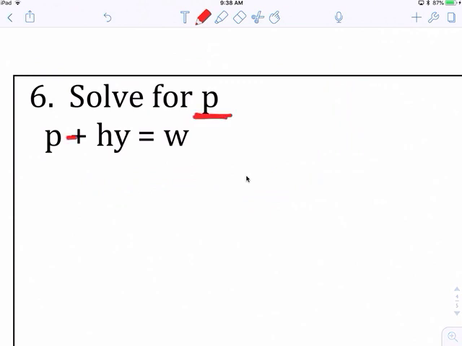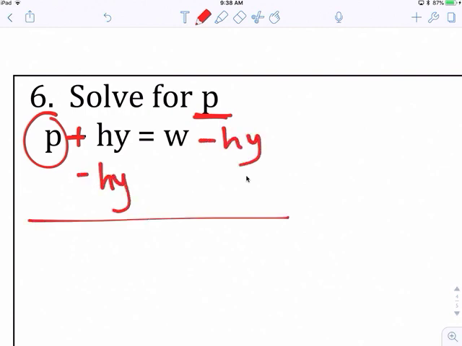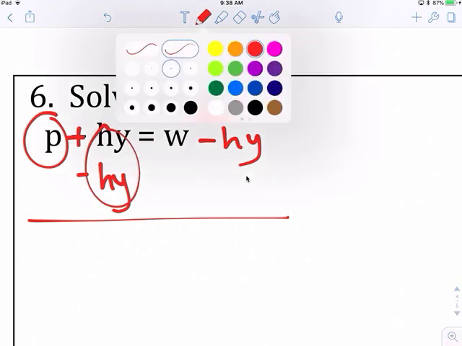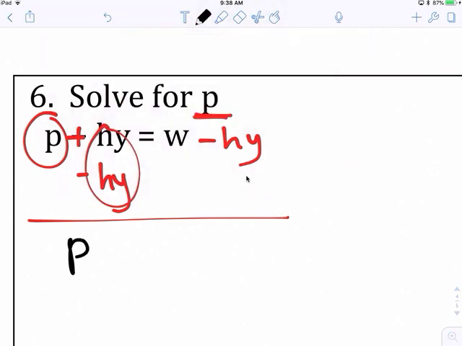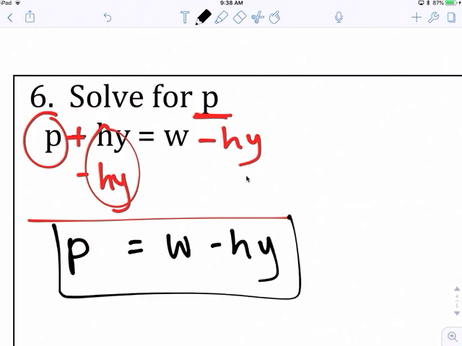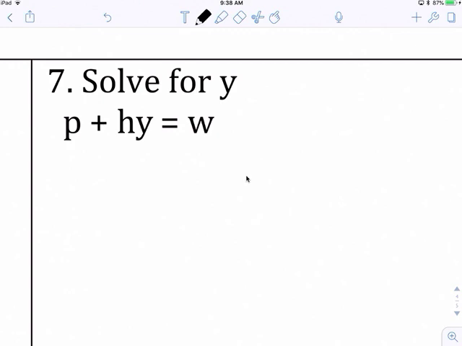Solve for P. This is a plus, so we need to make 0. Not to P, leave it alone. Make 0 to the other one, HY minus HY, okay? That's 0, 0 plus P is P equals W minus HY. They're not alike, and that's your answer. Easy, right? Okay, find Y.